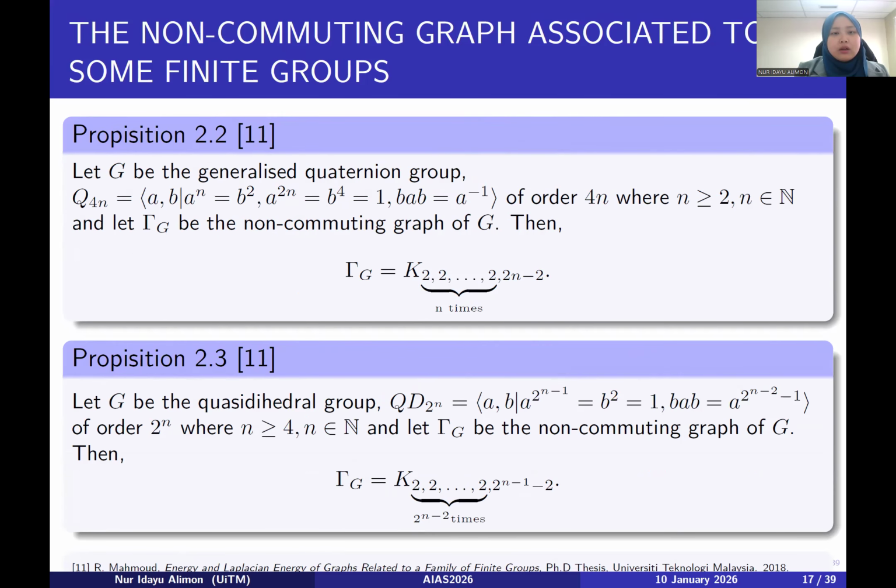Okay, so this one is also the non-commuting graph, but for generalized quaternion groups and also for the quasi-dihedral groups. So also a multipartite graph. So you can just identify what is the n, and then you can get the non-commuting graph directly.